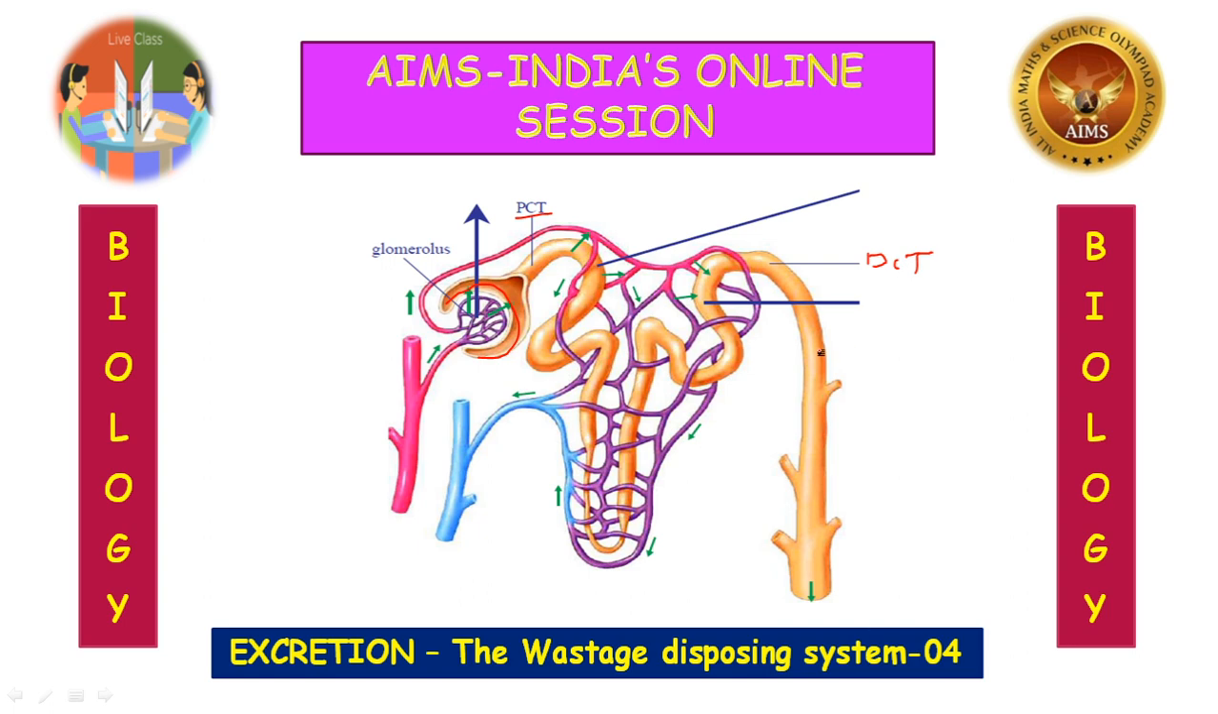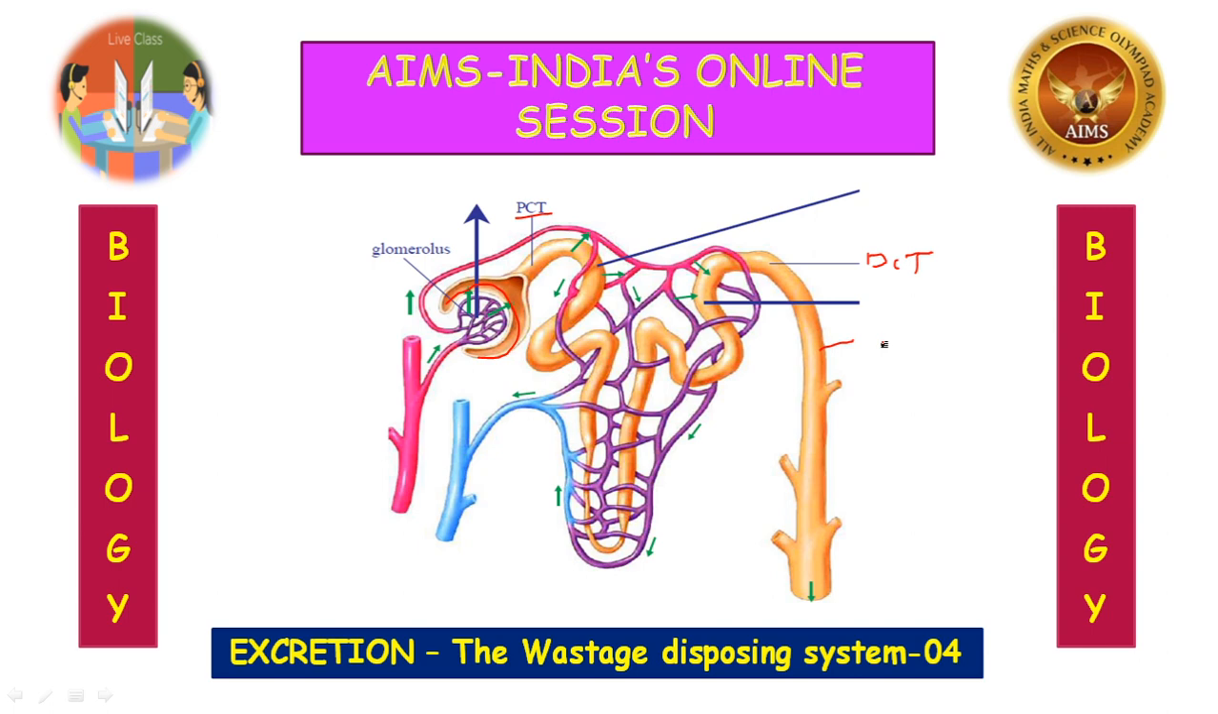And finally, in the collecting duct, further reabsorption of water takes place. Now the filtrate becomes hypertonic to blood plasma, more concentrated. The sodium is reabsorbed in the collecting duct under the influence of the hormone aldosterone. The filtrate is now called urine. So the urine is hypertonic, more concentrated than blood plasma.